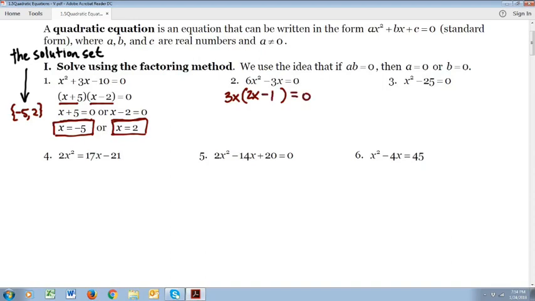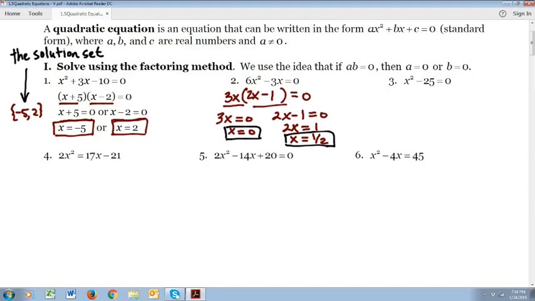And so here we have two things. We could think of this as two things that multiply together and give you 0. So we'll set each of those equal to 0. 3x equals 0, x has to be 0 there. On the other one, if you add 1 to both sides and divide by 2, you get 1/2. And so those are your two solutions to number 2.